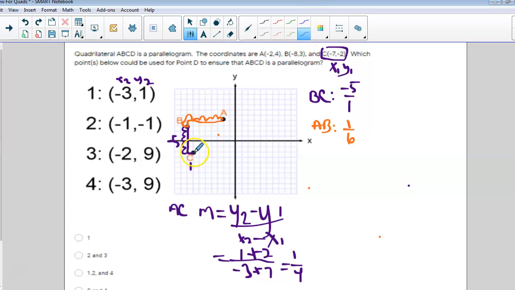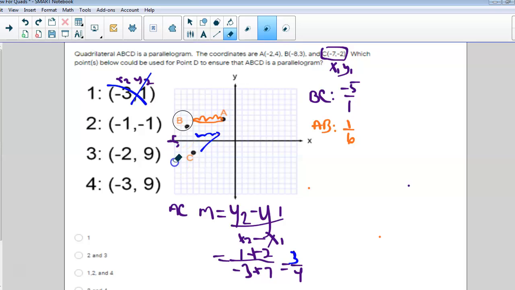So I could go up 1, 2, 3, and over 1, 2, 3, 4. That's still a slope of 3/4. Oh, whoops, this should be 3, not a 1. Okay, so the slopes do not match, so that one will not work. Okay, so we're going to go ahead and do the same thing for the other points that we have.